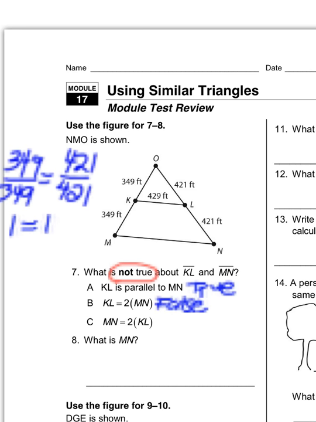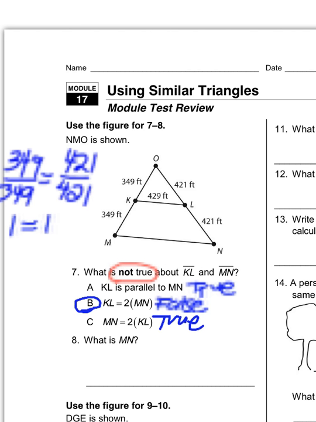I'm going to keep checking so you can understand all of them. So MN is equal to 2 times the size of KL. So MN is double the size of KL. Since these lines are parallel, because we found out in part A that the lines are parallel, then that means that KL is a mid-segment, which means that it is half the size of MN, or MN is double. If I double 429, that'll be the size of MN. So this is true. And I was looking for the answer that was not true. So the only answer that's not true is B.